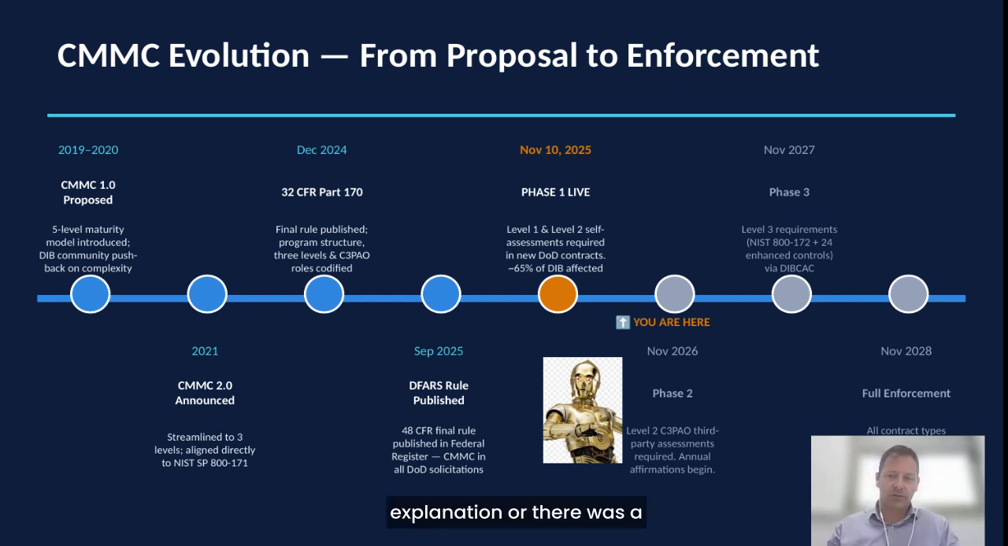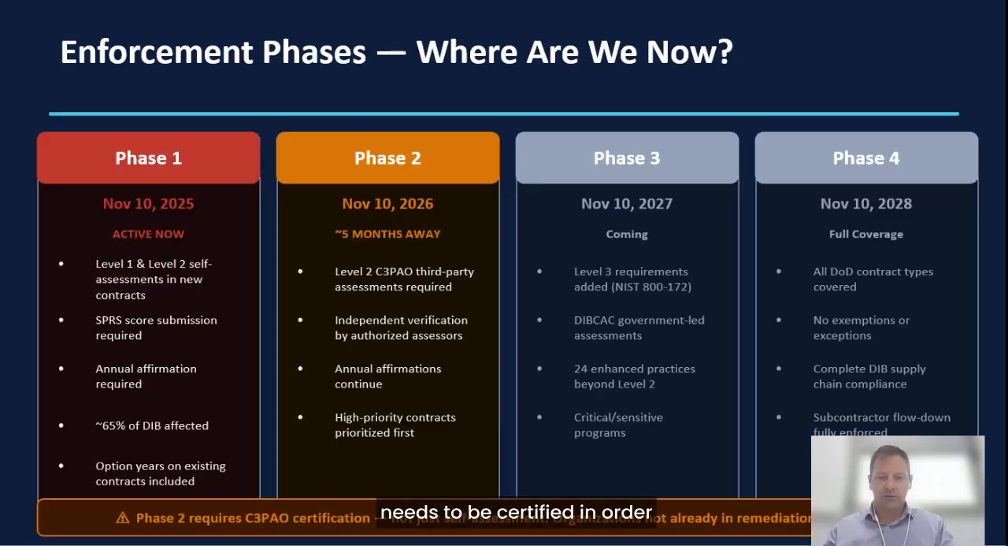there was a clarification saying that you need to enforce level 1 and level 2, and there is until November 2026 to actually start and work with the C3 PAOs, which are basically third-party assessors and not just an internal assessment of the organization. But this is a third party. It might be a consultant, but he needs to be certified in order to run this type of assessment.